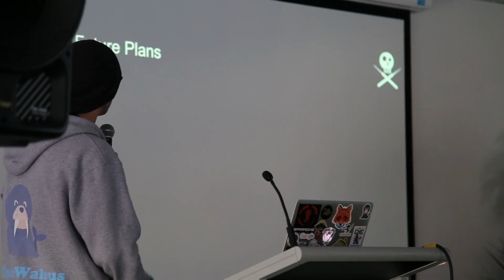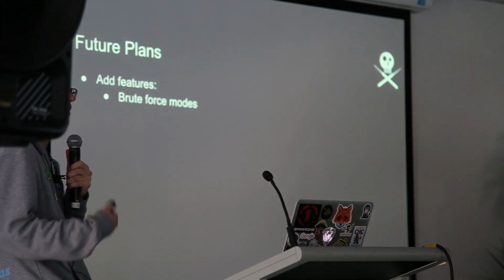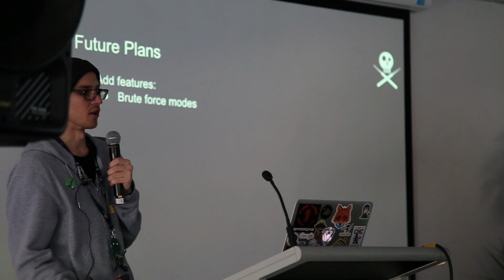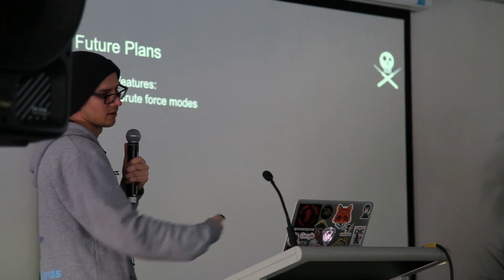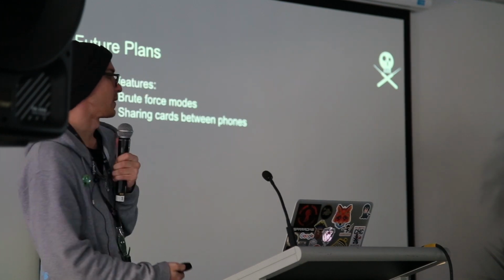Cool, so yeah, future plans. We want to add some features like brute force modes based on location. So, where you captured that card, try brute forcing cards based on how close they are in proximity to that area. Sharing cards between multiple phones.